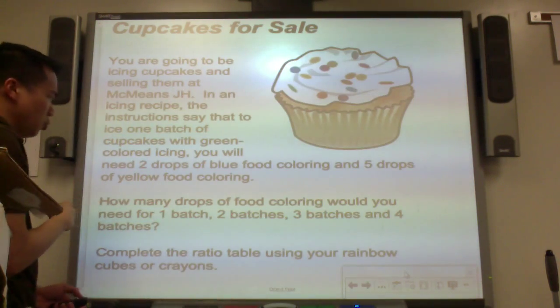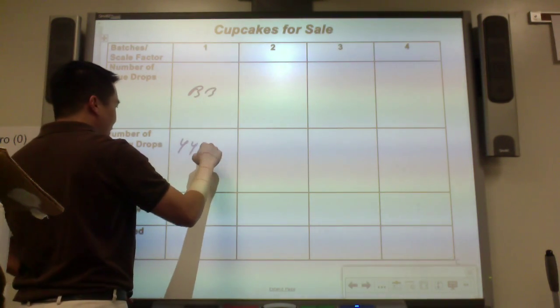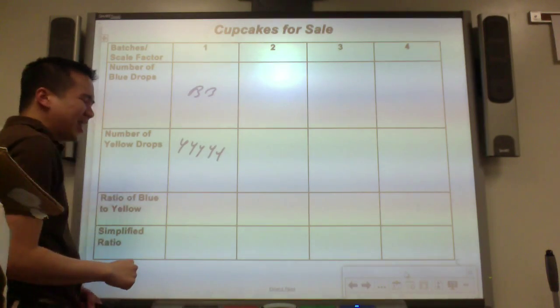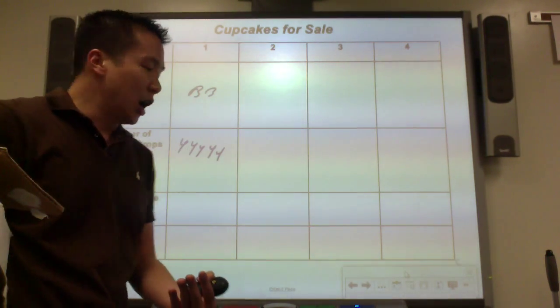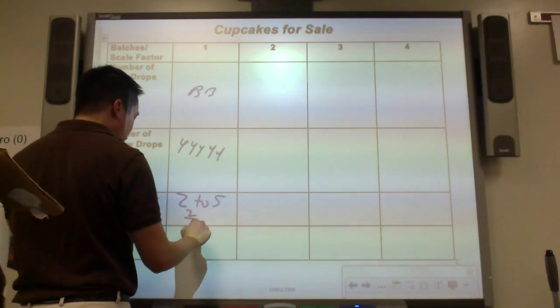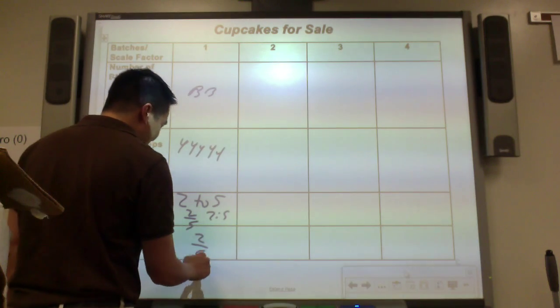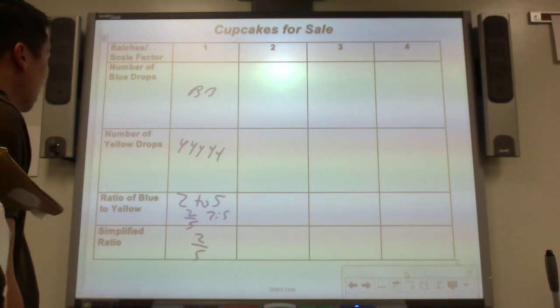So it's 2 blue and 5 yellow. Blue, blue, yellow, yellow, yellow, yellow, yellow. What's the ratio, a comparison of the blue to yellow? 2 to 5. 2/5. 2:5. Is this simplified? It is. 2/5. Let's do another one.